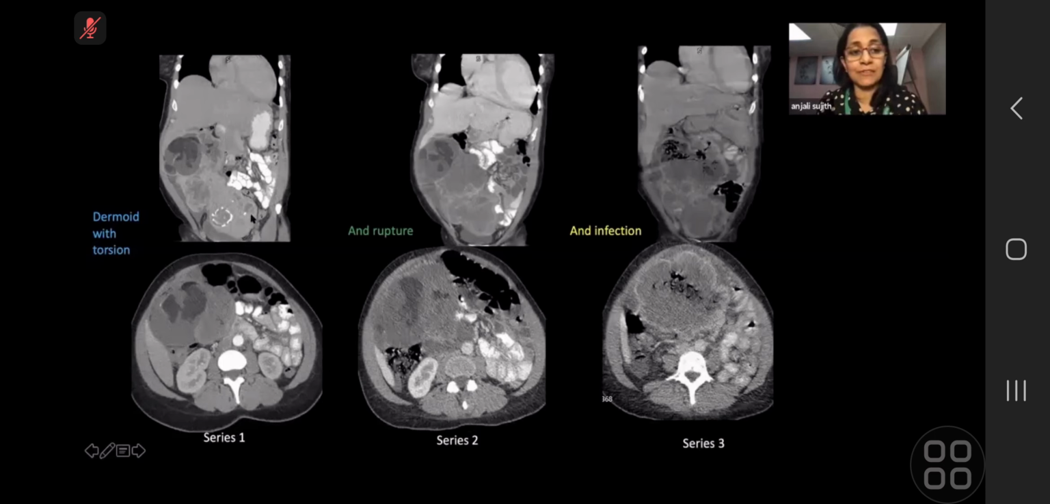But we couldn't confirm if there was any malignant change associated in this case. So if you are given a case of dermoid, and if you can confidently see fat density outside the tumor within the fluid, that is rupture of dermoid.